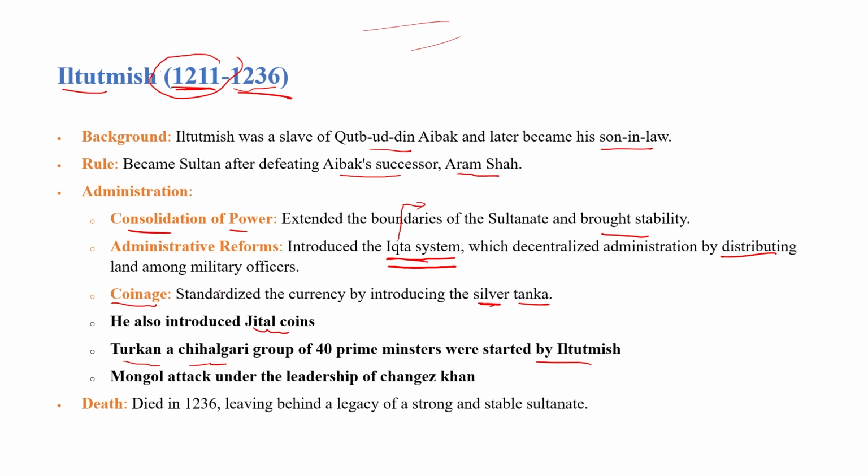What he did, he basically made a group of his main 40 ministers. And the group of main 40 ministers was known as Turkan-e-Chihalgani. So what was Turkan-e-Chihalgani? The group of 40 ministers. Who started it? Iltutmish started it. Later, this system was destroyed by Balban. It was started by Iltutmish and demolished by Balban only.